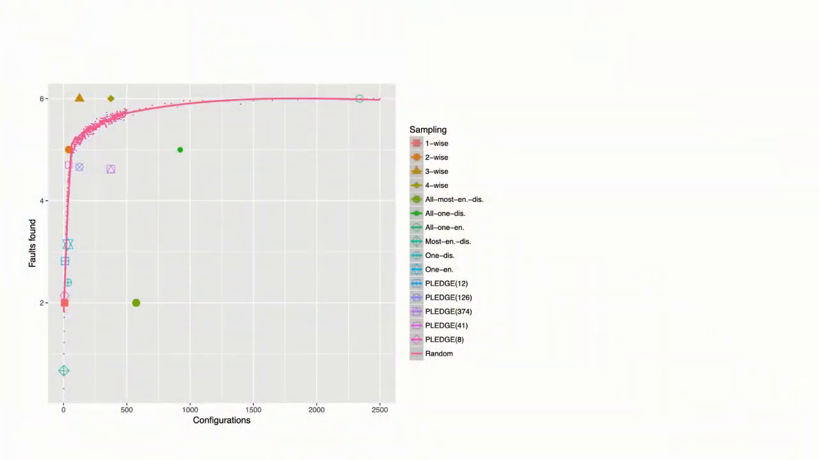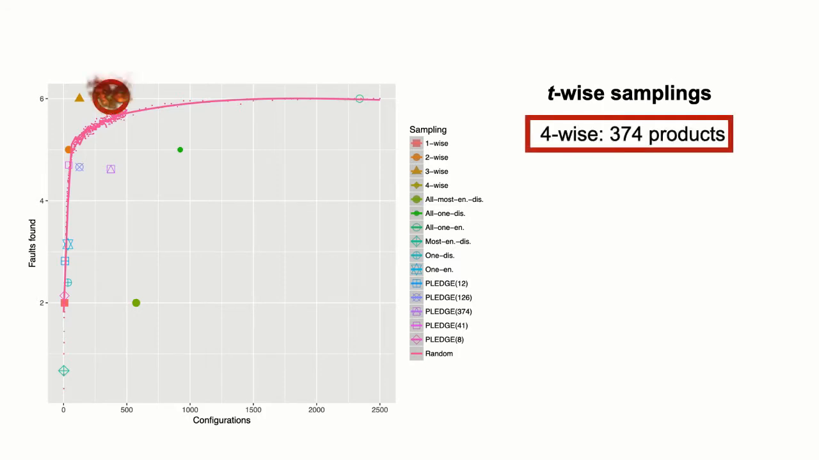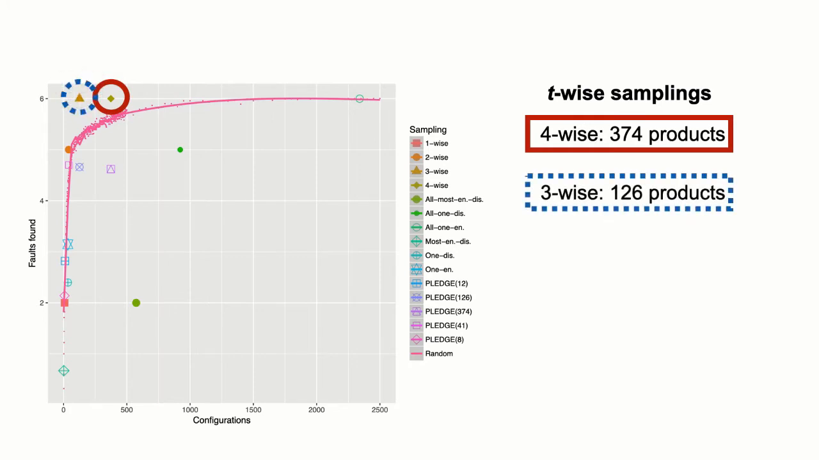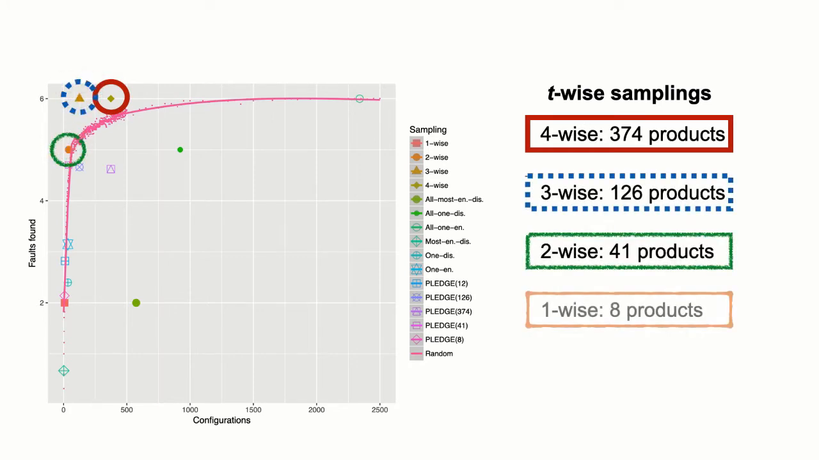approaches. We compare the different sampling approaches to a random selection of configurations to test, represented by the pink line in our graph. We considered T-wise coverage with a strength T going from 1 to 4, using SPL-cat to select the different configurations. And we see that one-wise only finds 2 faults, pairwise finds 5 out of 6 faults, and 3-wise and 4-wise selection find all the faults.